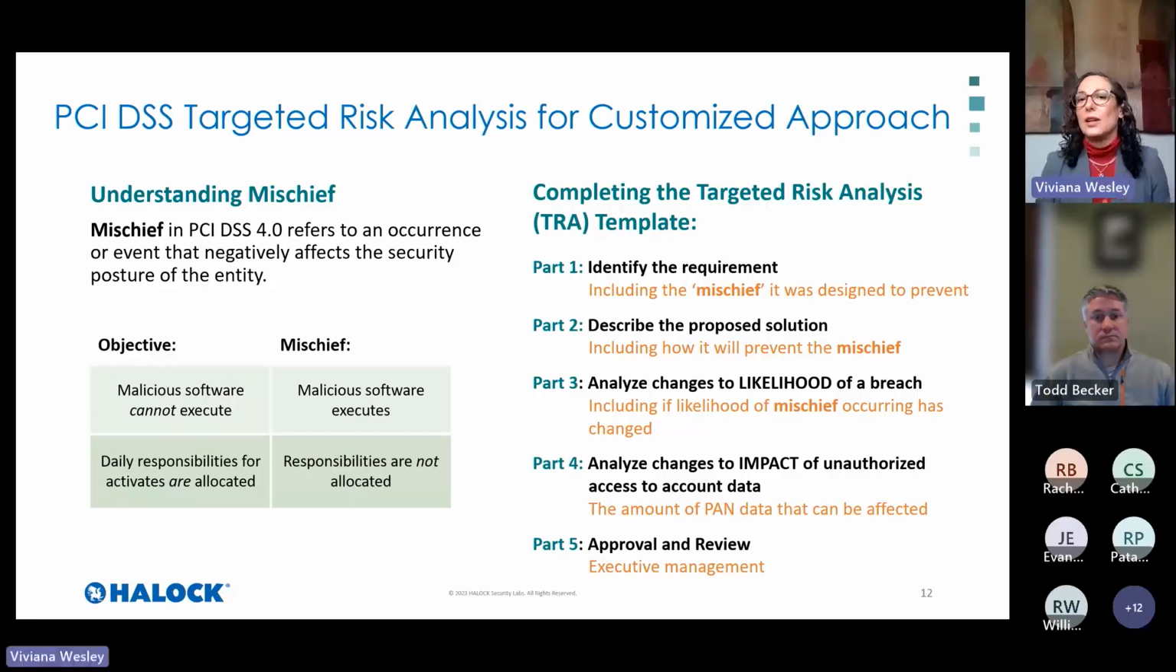The targeted risk analysis template has 5 different parts to it that basically are asking you to explain your control, your proposed solution, think about the likelihood of the mischief occurring, and how your control has potentially changed the impact or likelihood of that occurring. And then, of course, approval and review, because you want to make sure that whoever's got accountability and responsibility for PCI compliance is also involved in this procedure, approves this documentation, approves the approach you're using, and is part of that annual review process as well.